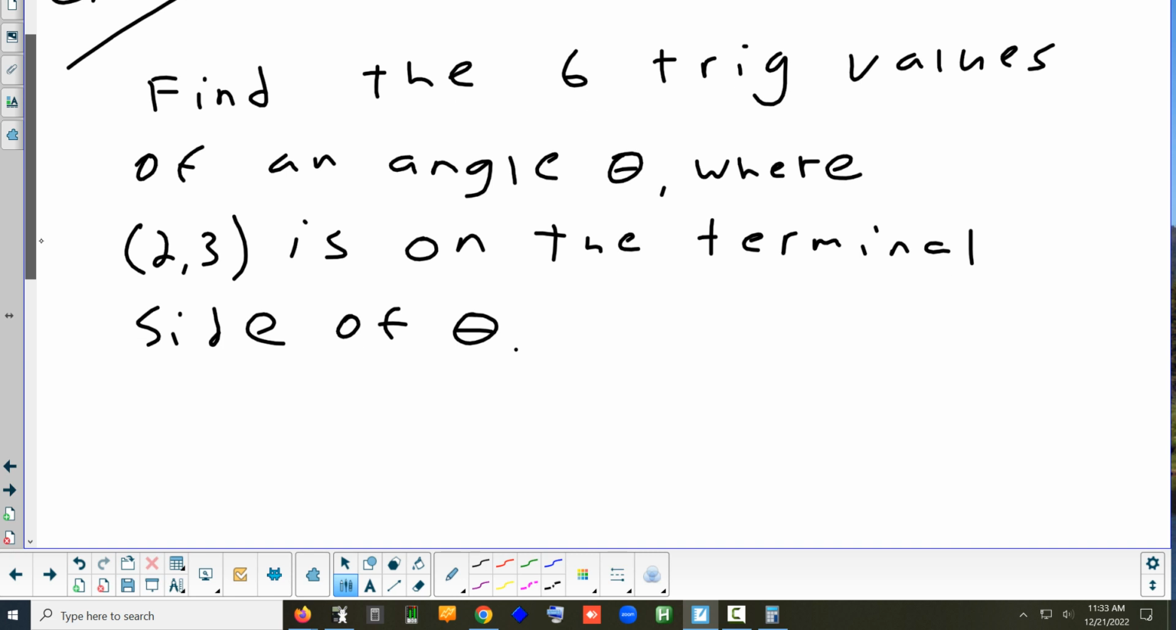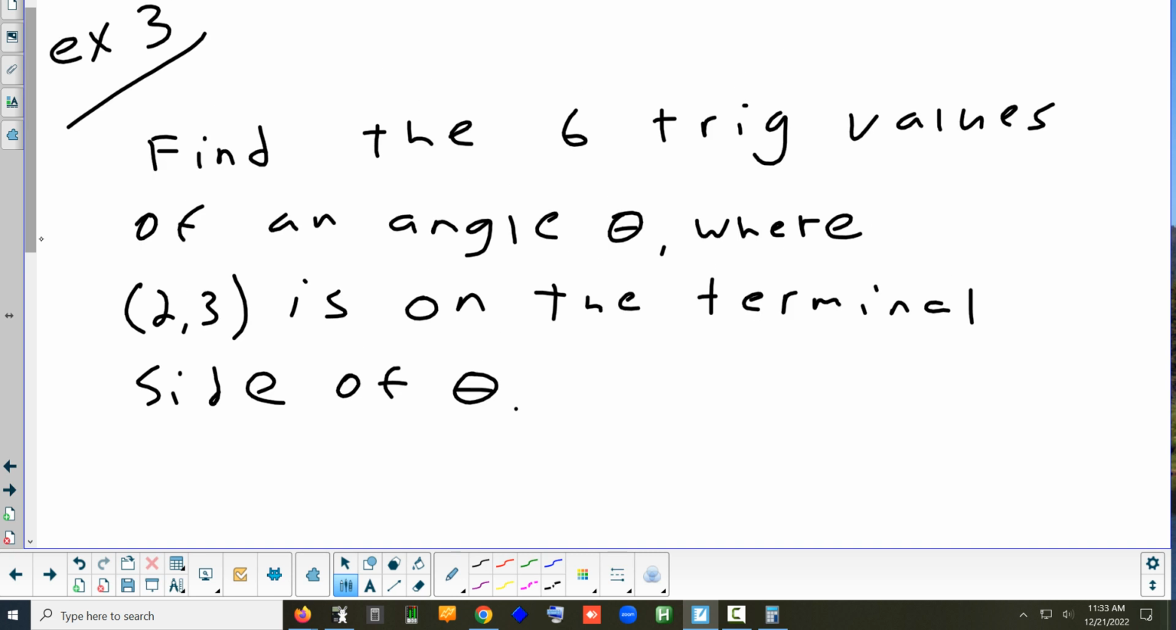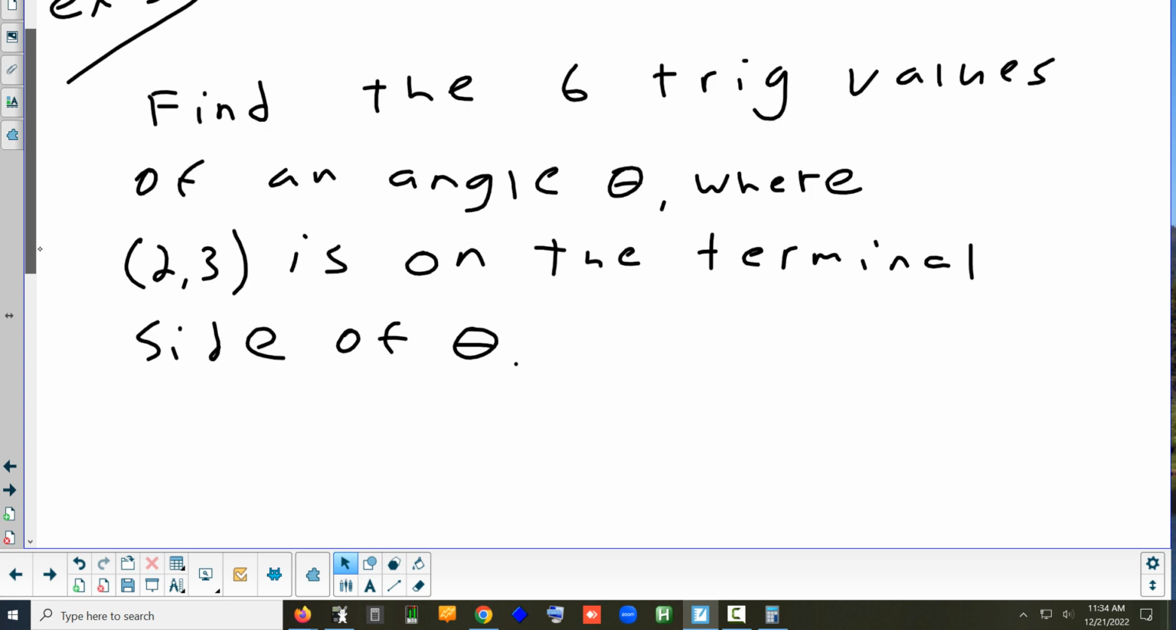Oh, let's see if we can do this one. Find the 6 trig values. This is kind of like last night now. So we're not actually solving a triangle. We're going to draw a triangle. But we're going to find the sine, the cosine, the tangent, the cosecant, the secant, and the cotangent. It says find the 6 trig functions of an angle where the point 2, 3 is on the terminal side. Okay. Let's draw it.